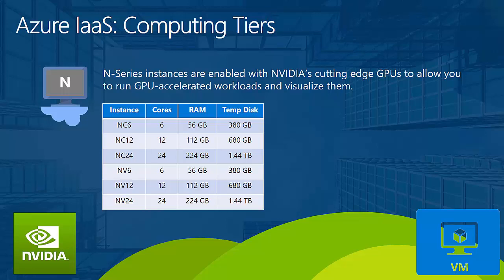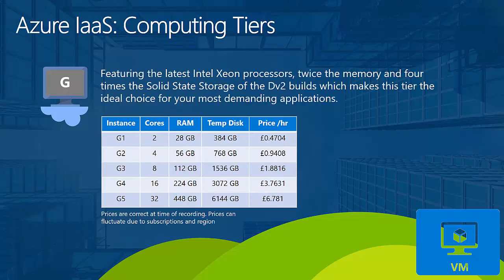In addition to this, the NV series focuses more on visualization and utilizes Tesla M60 GPUs with NVIDIA Grid technology for desktop accelerated applications and VDI. This allows you to visualize graphic-intensive workflows and run single precision workloads such as encoding and rendering. Finally, the G series offers the latest Intel Xeon processors, twice the memory and 4 times the solid-state storage of the DV2 tier, which makes these machines the ideal choice for your most demanding applications.